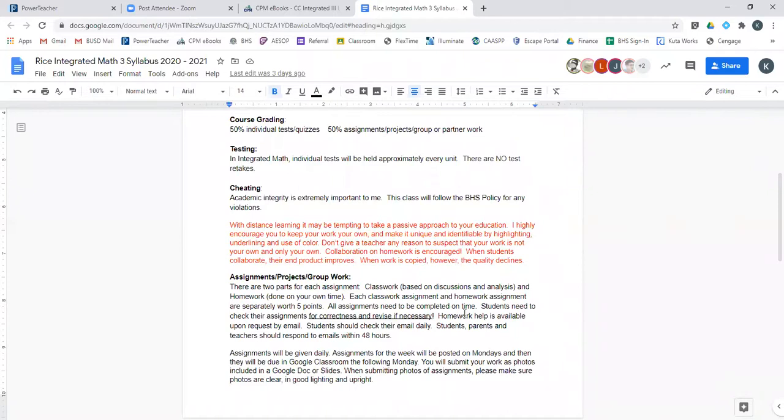Academic integrity, so cheating, that's really important. If you are caught cheating, and that includes on your homework, you will get a referral, and the vice principal will contact you. So this part I put in red.